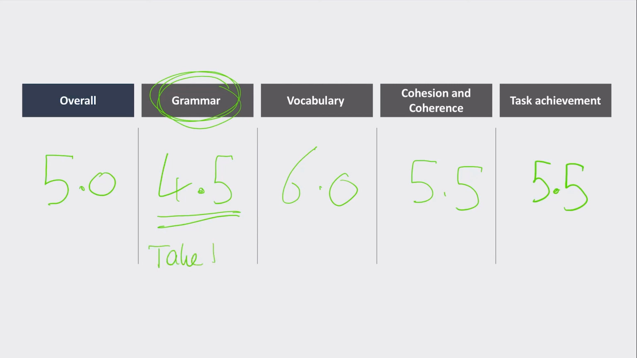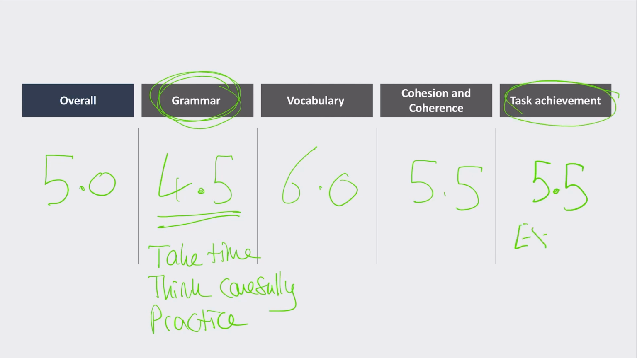So I'd advise them to take their time and to think carefully about their sentences, do a lot more practice of the task ones under timed conditions so you're not as stressed in the test. And then also in your task achievement, make sure to explain more and use detail. That part needed to be expanded on more.